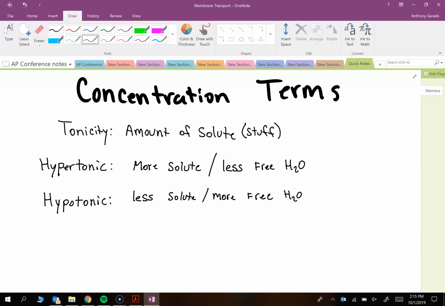Can you think of a term we might be missing, something that's comparing these? So we can have one is more than the other, one is less than the other. What might be another term that we might need to talk about? Equal. That last term is isotonic. Same amount of solute.